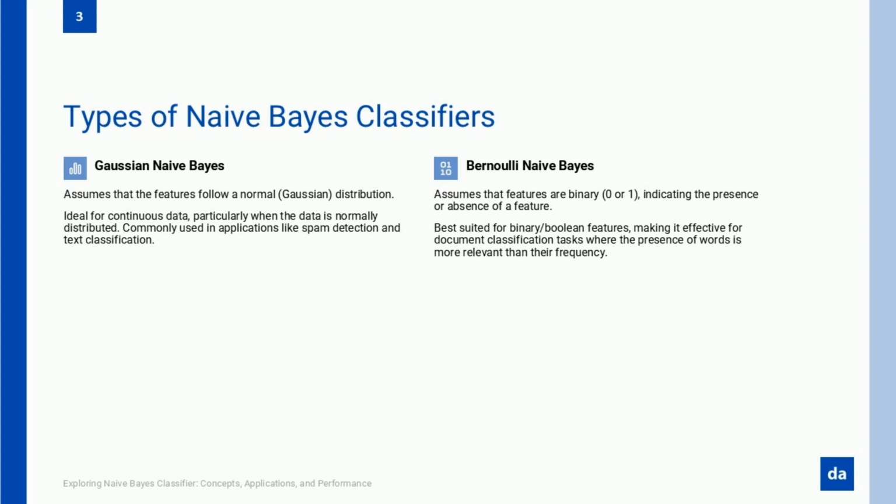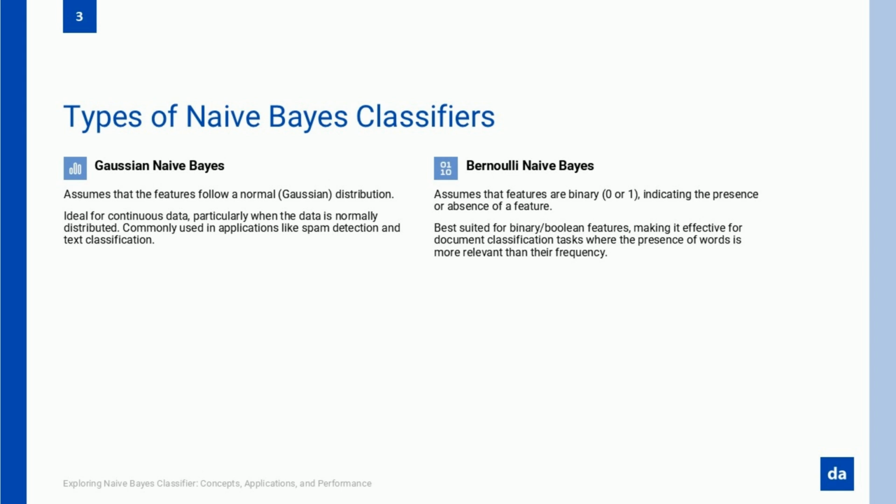Now shift gears to the Bernoulli naive Bayes. This one is designed for binary or Boolean features, essentially yes or no questions. Does the email contain the word free? Does it have a suspicious attachment? In this case, each feature can only take one of two values, typically 0 or 1. It's especially effective in document classification tasks, where the presence or absence of a word matters more than its frequency. Imagine analyzing text for spam detection. Instead of counting how often a word appears, Bernoulli naive Bayes checks if it's there at all, making decisions based on that simple presence or absence logic.